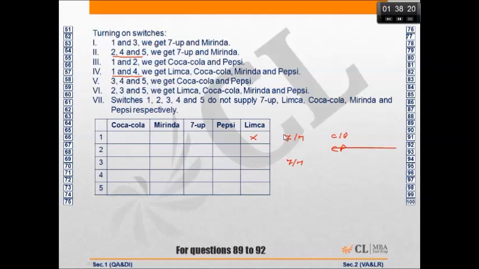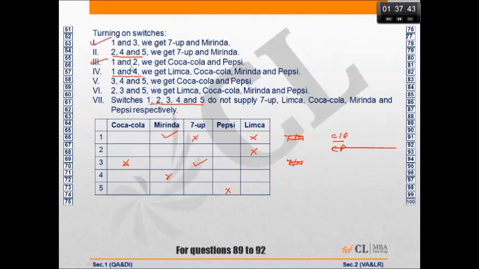Oh, statement 7: switches 1, 2, 3, 4, 5 do not supply 7 Up. 1 does not supply 7 Up. 2 does not supply Limca. Very good. 3 does not supply Coca-Cola. 4 does not supply Miranda. And 5 does not supply Pepsi. Great. So between 7 Up and Miranda, 7 Up will not come from 1. That means Miranda will come from 1 and 7 Up will come from 3. So that is good. Now Coke and Pepsi will come from, so statement 1 has been taken care of.